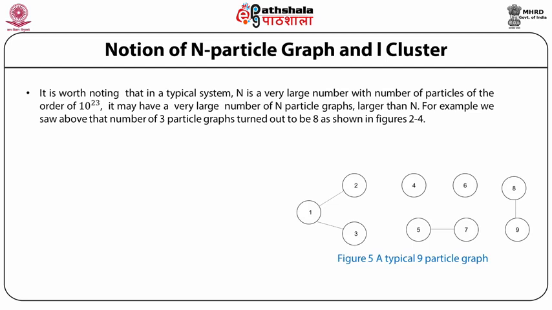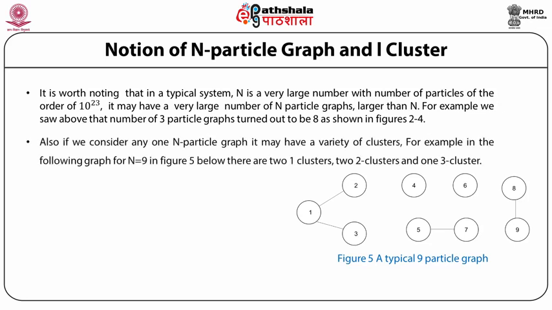It is worth noting that in a typical system, n is a very large number, with the number of particles of the order of 10 to the power 23. It may have a very large number of n-particle graphs, larger than n. For example, we saw above that the number of 3-particle graphs turned out to be 8, as shown in figure 2. Also, if we consider any one n-particle graph, it may have a variety of clusters. For example, in the following graph for n equal to 9 in figure 5 below, there are 2 1-clusters, 2 2-clusters and 1 3-cluster.